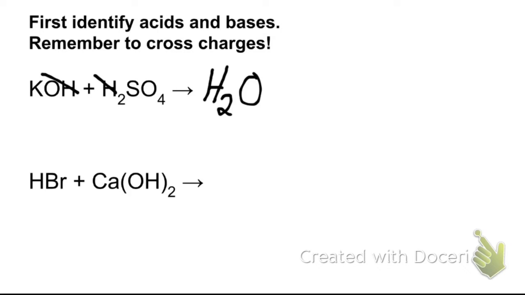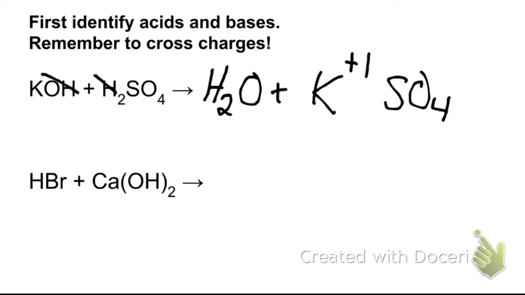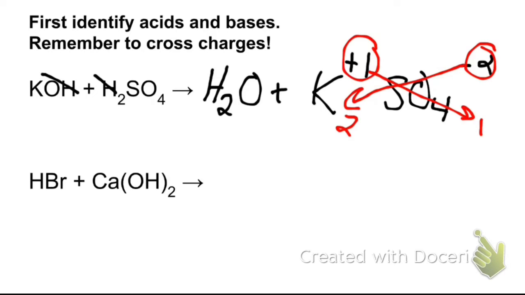Well, I'm left with K, which is in group 1, so it's +1. And SO4, that's one of those polyatomics. So let's see. Look at my handy dandy chart, and it is -2. Okay, so we're going to cross our charges. So when we crisscross, I'm going to bring the 1 down there, and I'm going to bring the 2 down there.